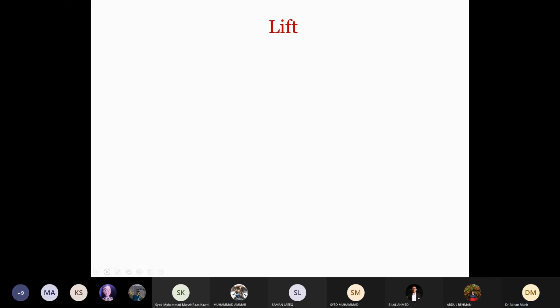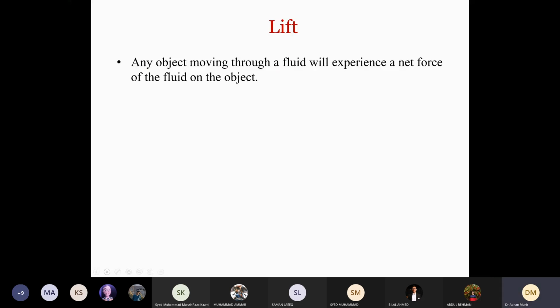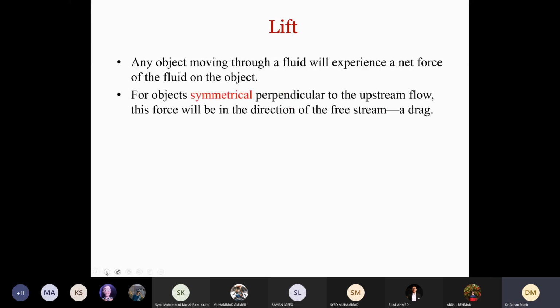So now, any object moving through a fluid will experience a net force of the fluid on the object, right? That means any object moving in a fluid will experience a net force of the fluid on the object, right? So we all know about this. Now for objects symmetrical perpendicular to the upstream flow, this force will be in the direction of free stream, that is drag force.